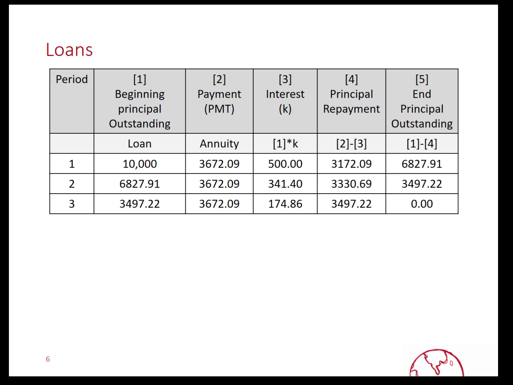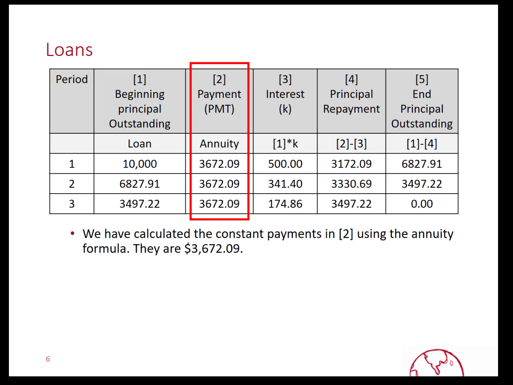So this is what your amortization schedule is going to look like, and it may look a little complicated, so let's take it piece by piece. First of all, you see that there are 3 periods because there are 3 years. Under column 1, we have the beginning principal amount. It starts at $10,000. You can see that the loan amount is going down each year. In column 2, we have the payment that we're going to be making, which we just calculated with our annuity formula. You can see that it's $3,672 each period.